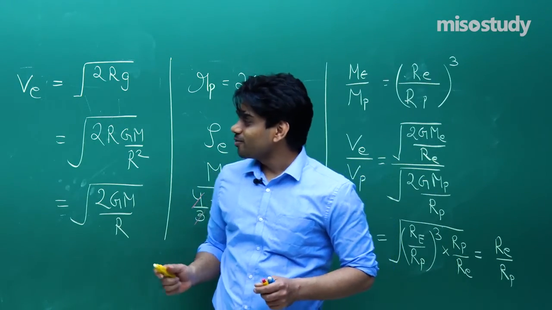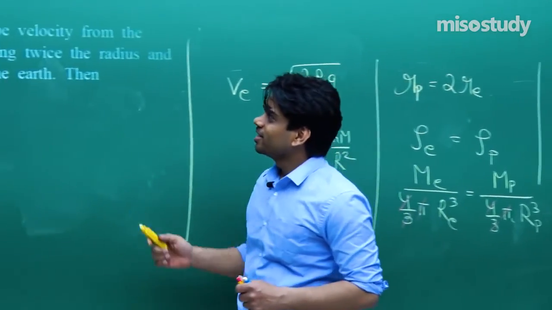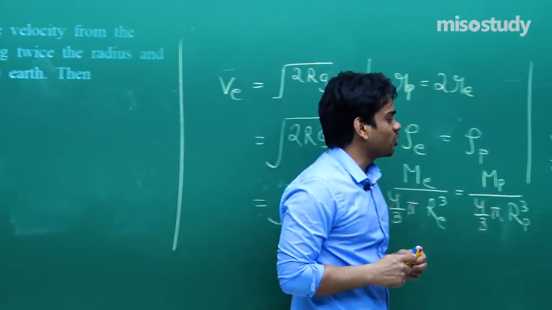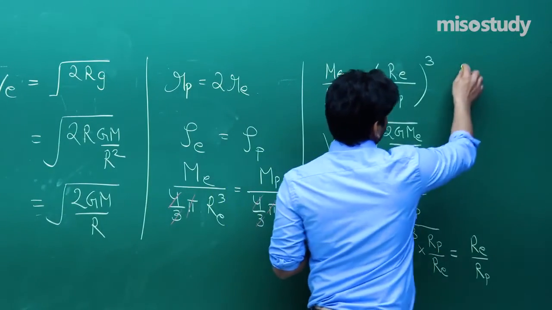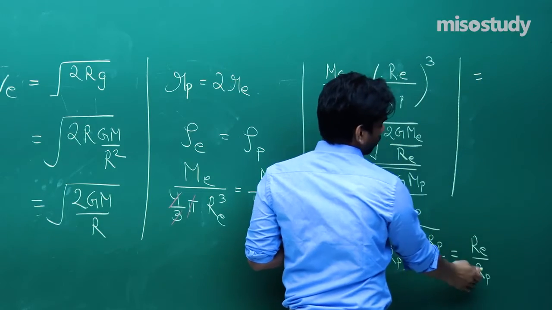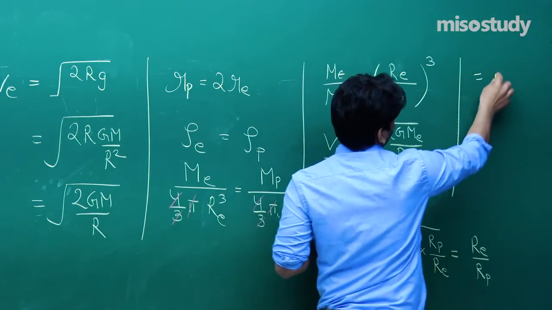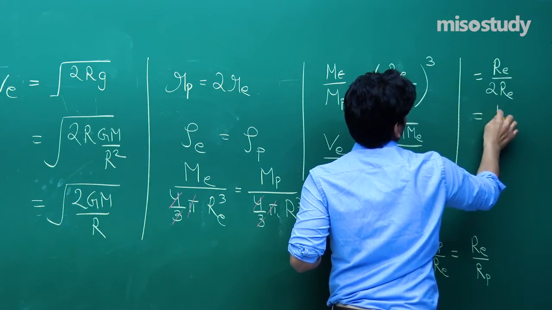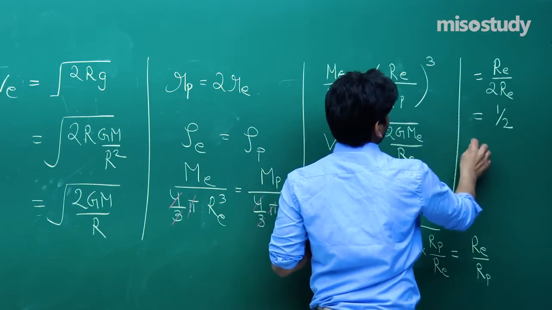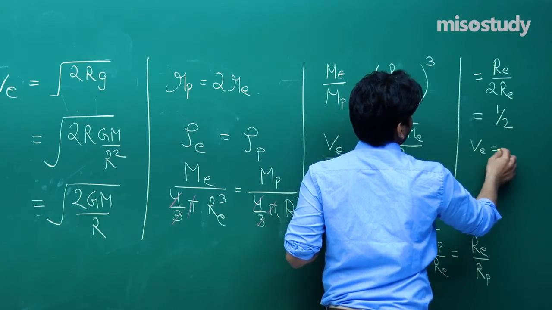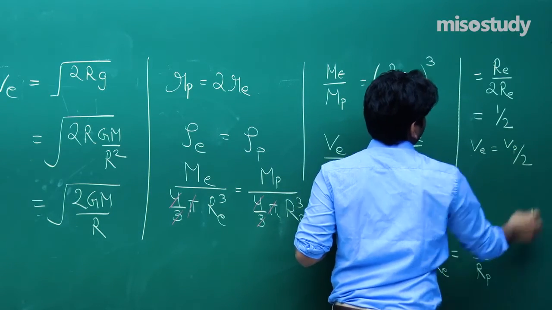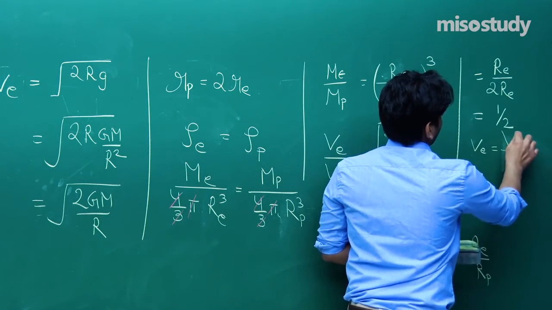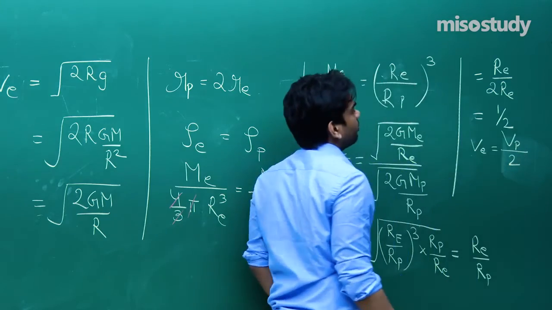Now see with what radius they have been related. Another planet having twice the radius. So the radius of the planet is twice the radius of Earth. So finally this is equal to Re by Rp, which is Re by twice of Re, that will come out to be 1 by 2. So VE by Vp is 1 by 2, or we can write VE equals Vp by 2. Straightaway we can show that.